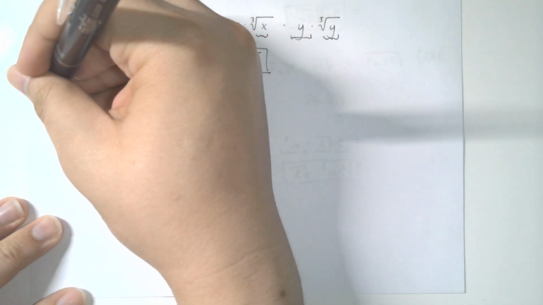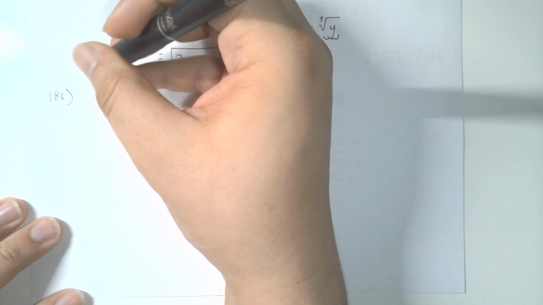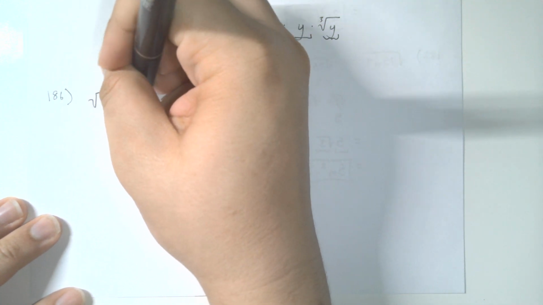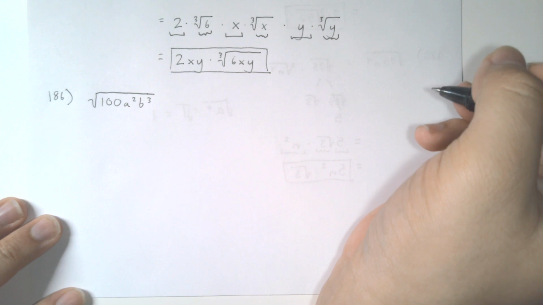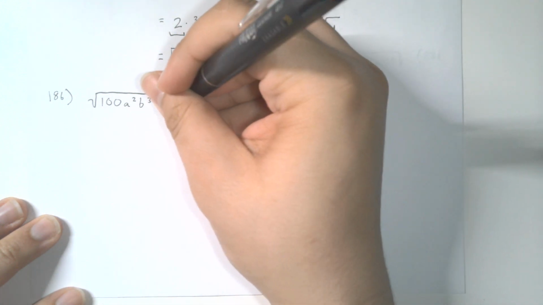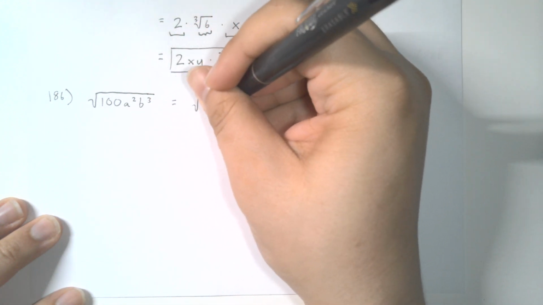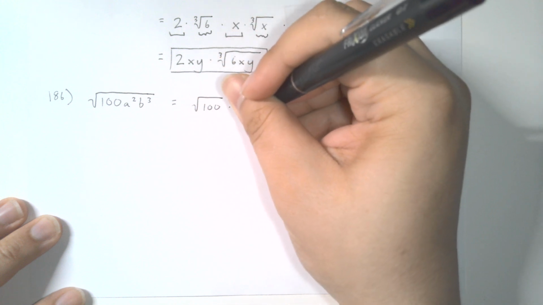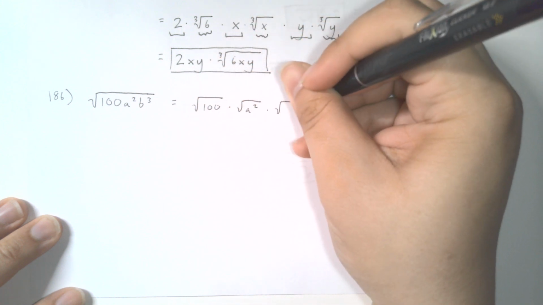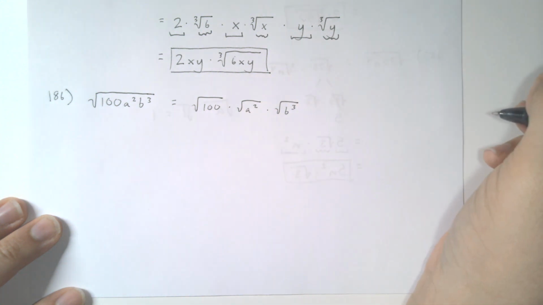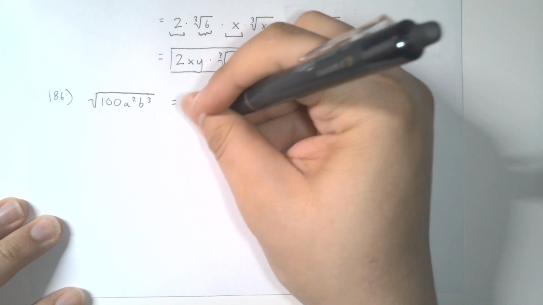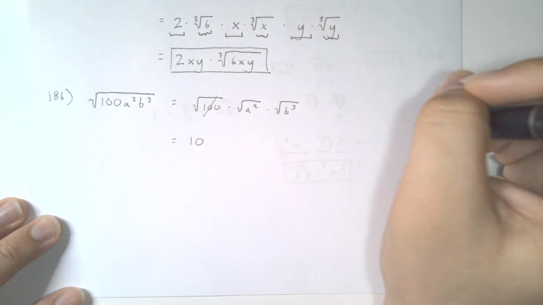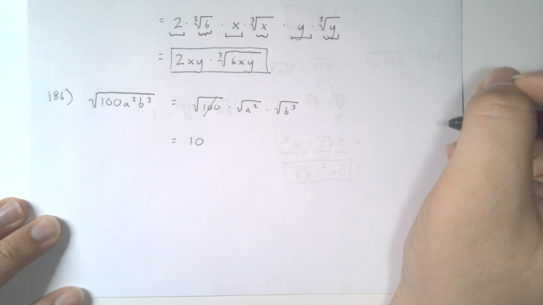Let's look at number 186. We have the square root of 100 a squared b cubed. So let's separate this out as the square root of 100 times the square root of a squared times the square root of b cubed. Well, the square root of 100 is just 10. So that was nice. No factor tree required.